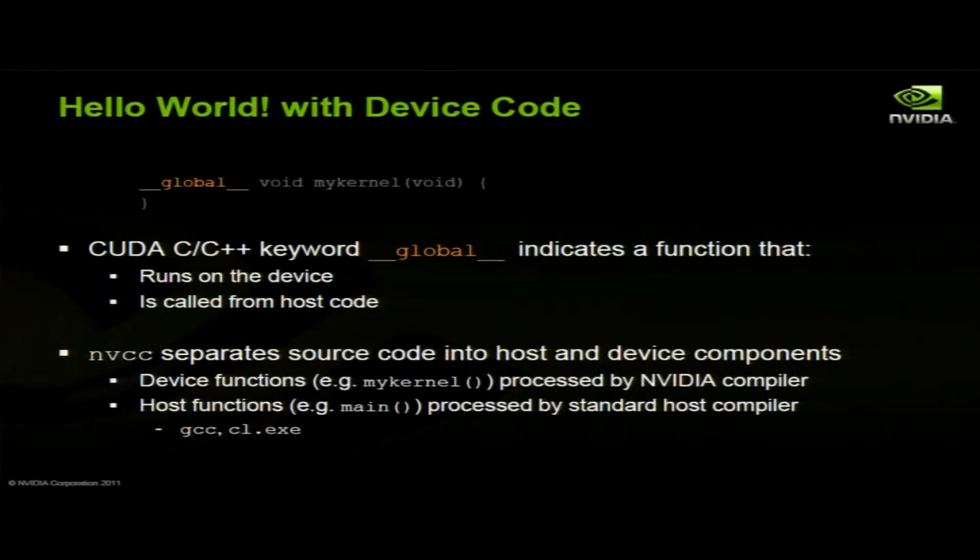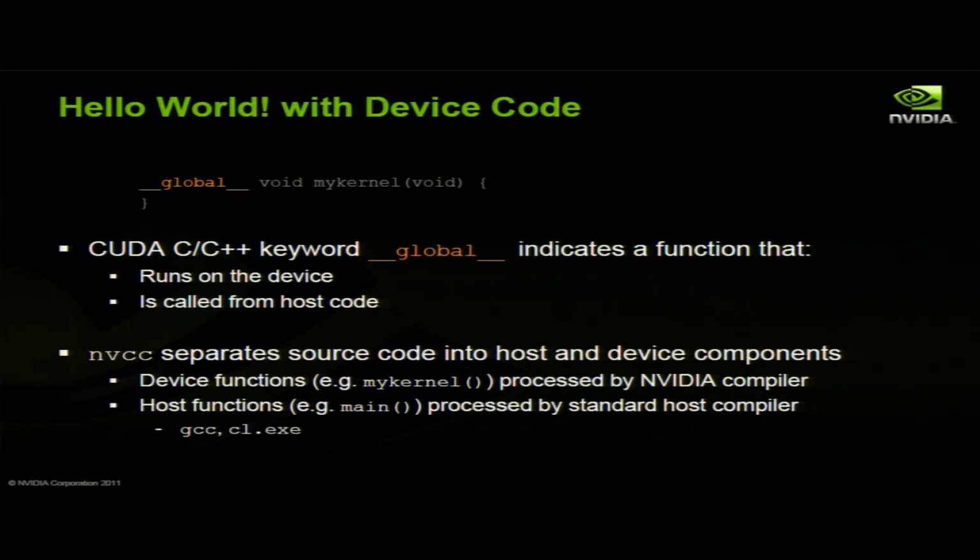So as I said, this __global__ keyword basically says that this runs on the device and it is called from the host, from the CPU, right? The CPU main function is calling it, correct? And NVCC separates this source code, which means as soon as it sees a __global__ function, it extracts that code from your existing source code and creates a GPU binary for it. Internally it is taken care of by NVCC.